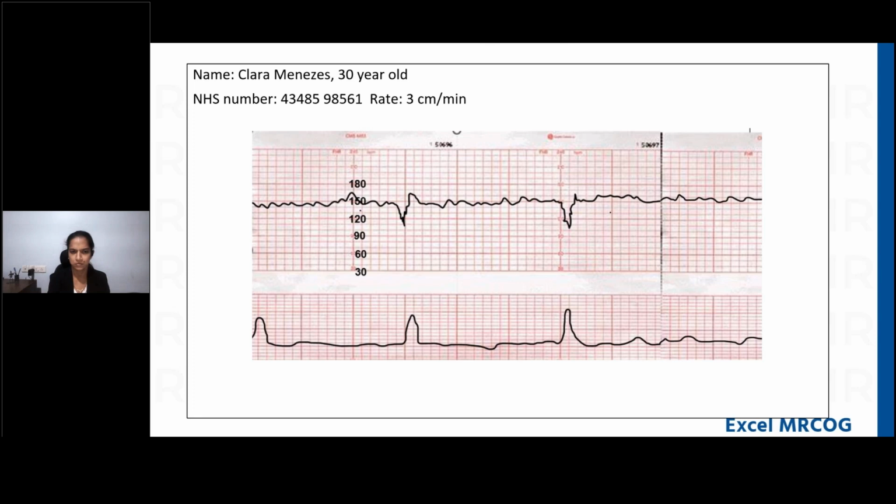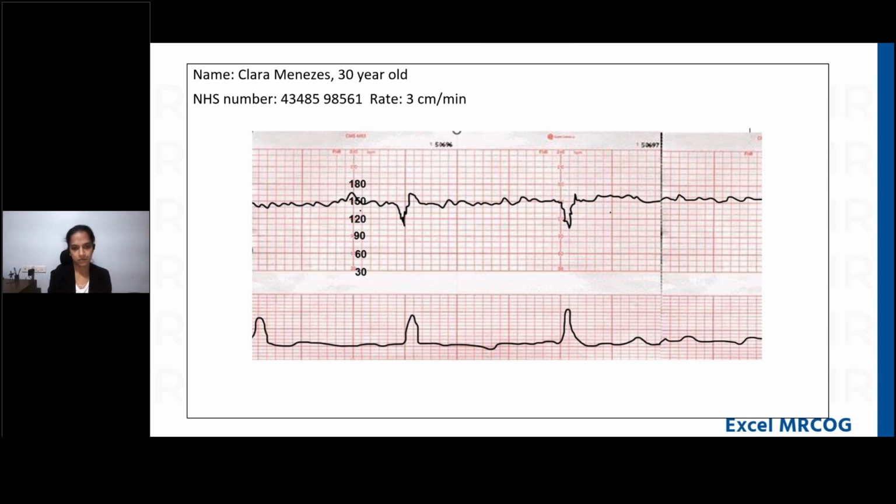Coming to this one, first is the heart rate, the upper tracing, and the second, the lower tracing, shows the contractions. For example, we can see roughly three contractions almost. That upstroke is the contractions.